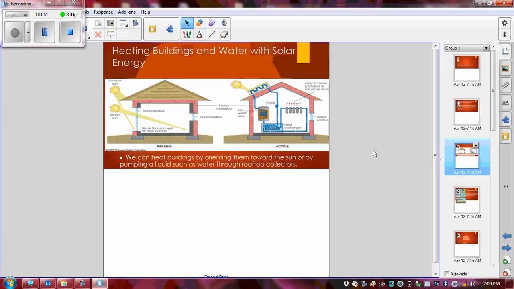So this one is obviously more simple when you're building a building. It's very difficult to convert a home to passive solar energy unless your home already happens to be positioned and already has windows going the correct direction. It's a little bit harder to retrofit a home to do passive solar energy.